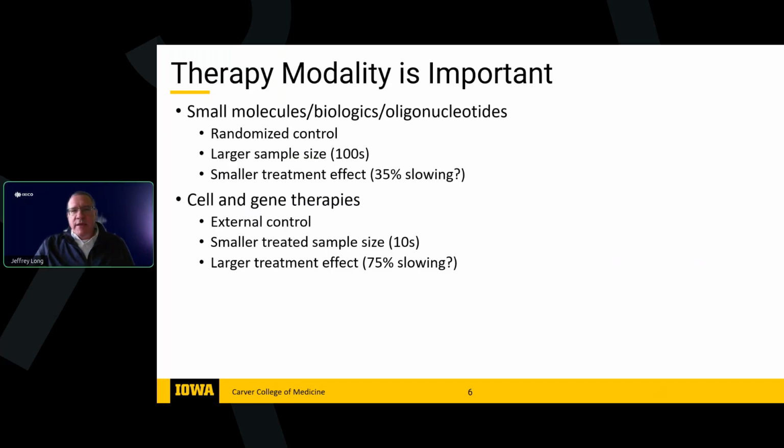So therapy modality is important for HD clinical trial planning, and I'm making the distinction here between small molecules and cell and gene therapies. With small molecules, at least historically, this has involved randomized controls and larger samples, and with gene therapies, this has historically involved external controls with smaller samples. So with that background, we can go to the next slide.